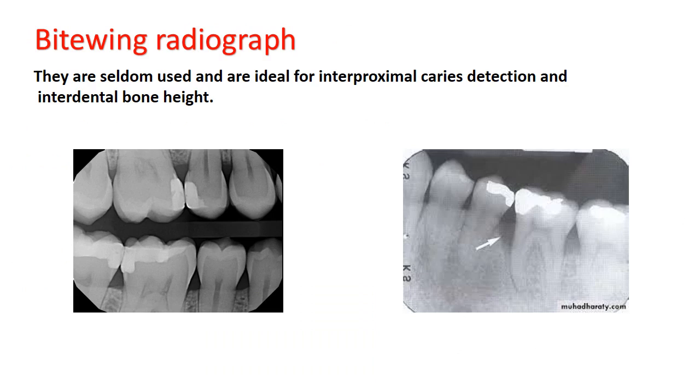Bite-wing radiographs are seldom used and usually are ideal for interproximal caries detection and interdental bone height. Like in this case, we can see the interdental bone height where the bone is resorbed. In those cases, we can measure the height of the interdental bone, and if it is decreased or reduced, then the amount of force applied to the teeth should be reduced significantly.